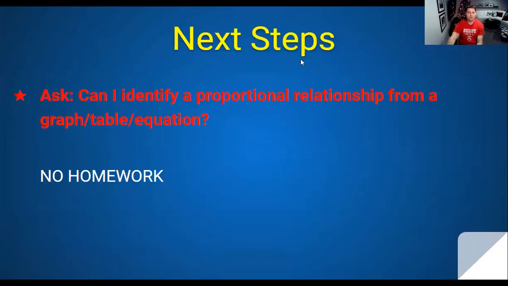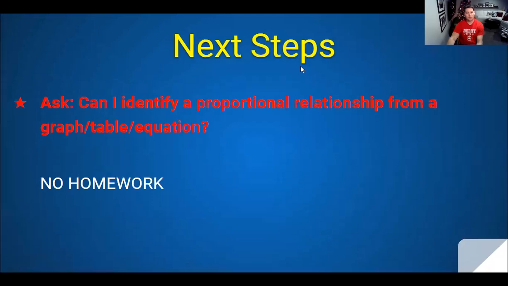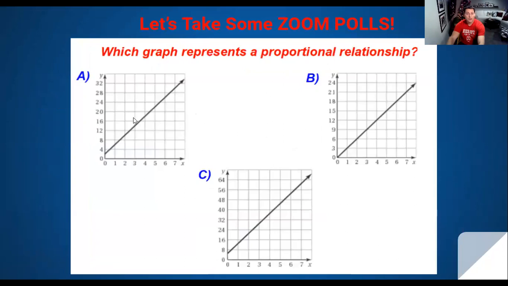All right, I'm going to share the polling results, but before I do, ask yourself, can I identify a proportional relationship from a graph, table, or equation? Let's take a look at our results from the poll. Number 1, which graph represented a proportional relationship? The majority of you chose B. Let's take a look real quick at that graph. The correct answer is B because it passes through the origin.